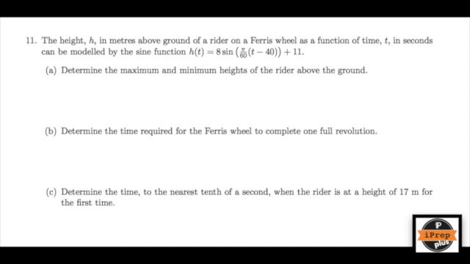The height h in meters above ground of a rider on a Ferris wheel as a function of time, t, in seconds, can be modeled by the sine function h of t is equal to 8 sine of pi over 60 times t minus 40 plus 11. A. Determine the maximum and minimum heights of the rider above the ground. B. Determine the time required for the Ferris wheel to complete one full revolution. And C. Determine the time to the nearest tenth of a second when the rider is at a height of 17 meters for the first time.